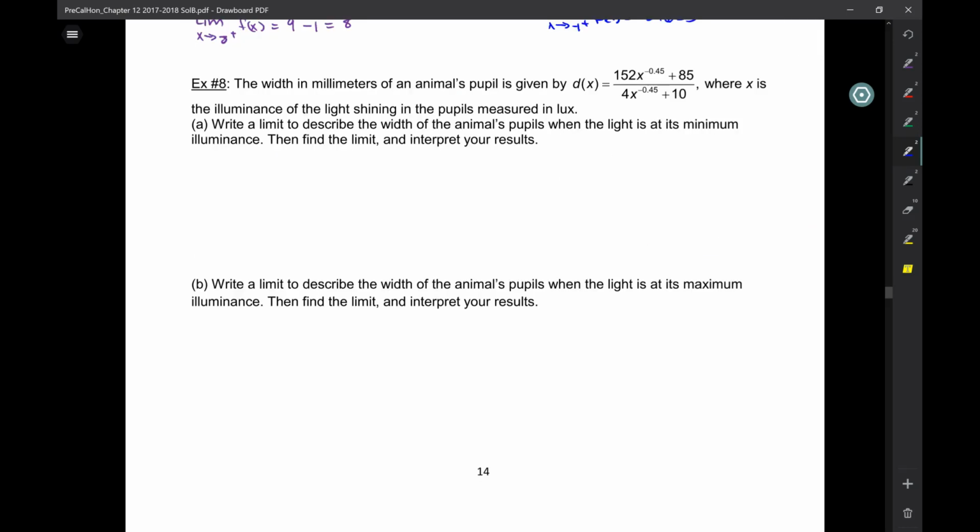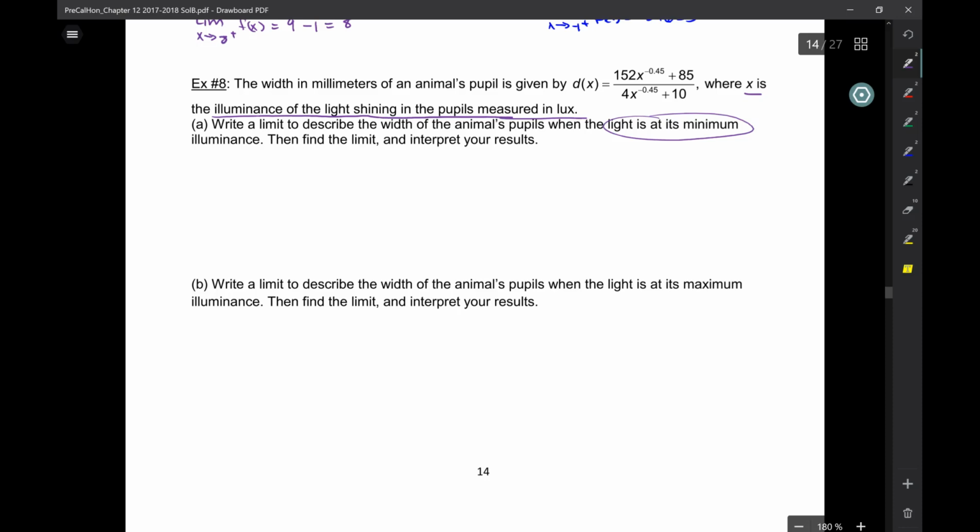The width in millimeters of an animal's pupil is given by that formula. Because you know, if you're in a dark room, your pupils will dilate, and if you have light coming in, then they will constrict. X, this is important, is the illuminance of the light shining in the pupil, measured in lux, that's the unit of measure. Write a limit to describe the width of the animal's pupil when the light is at its maximum. When the light is at its minimum.